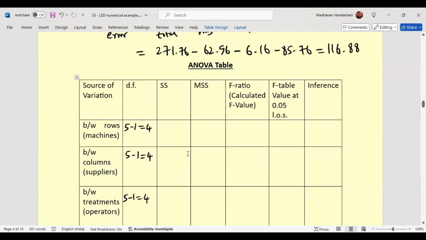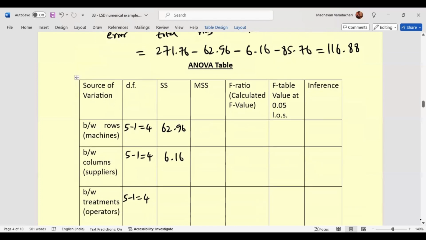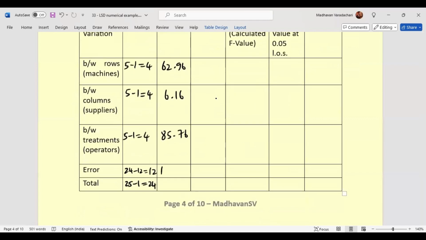Now the sums of squares we calculated. For rows, it is 62.96. For columns, it is 6.16. For treatments, it is 85.76. For error, it is 116.88. Total, it is 271.76.